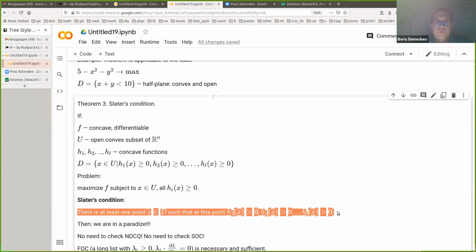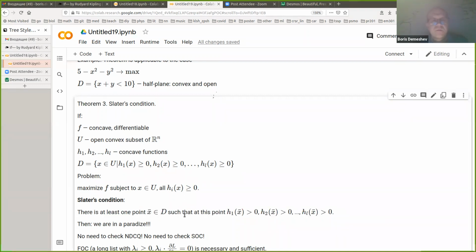So that's a good question, why we need such a point x bar. I agree. Try to answer it. And then we will discuss 2, I think, examples.